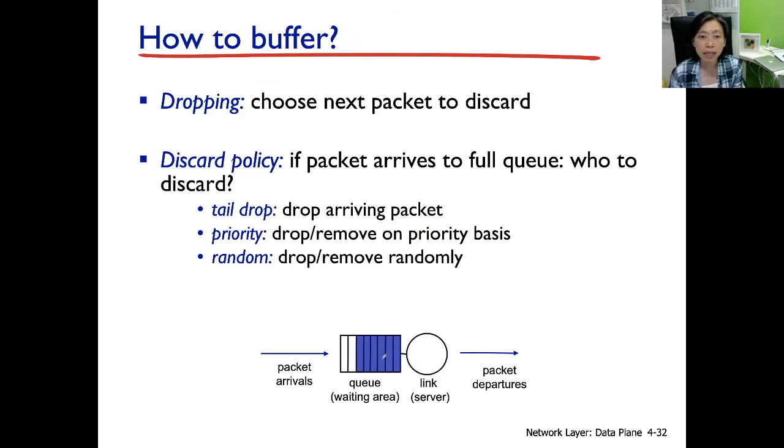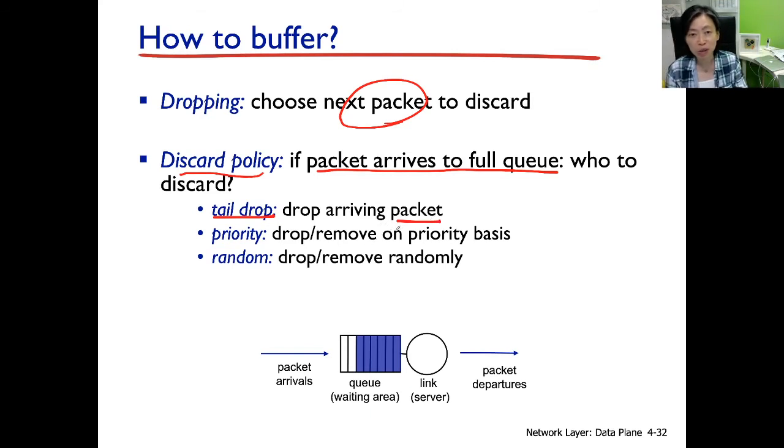The second component in buffer management is the dropping policy, or the discard policy. This is needed when a packet arrives at a full queue. Either the arriving packet needs to be dropped or one of the packets in the queue needs to be dropped. So generally, we pick the next packet to discard. The most common policy is tail drop. This essentially drops the packet that arrives last, because usually those who arrive early are given priority. But you could actually change that.